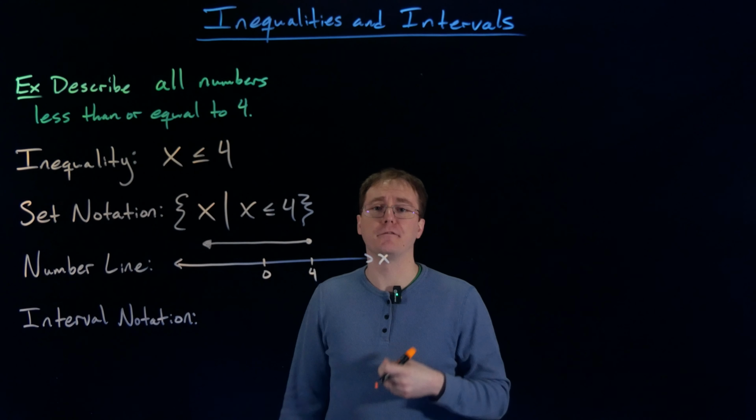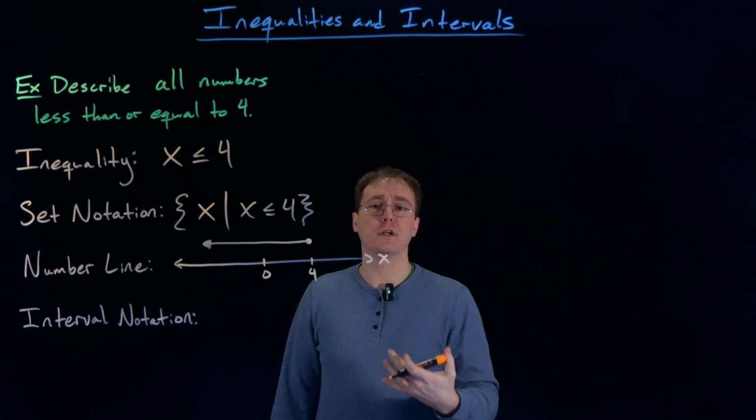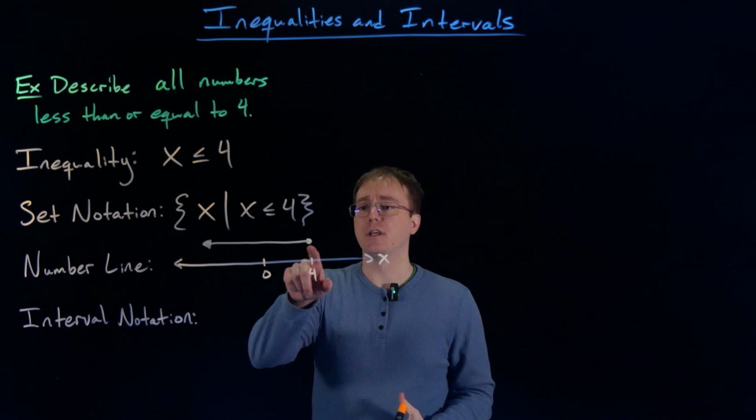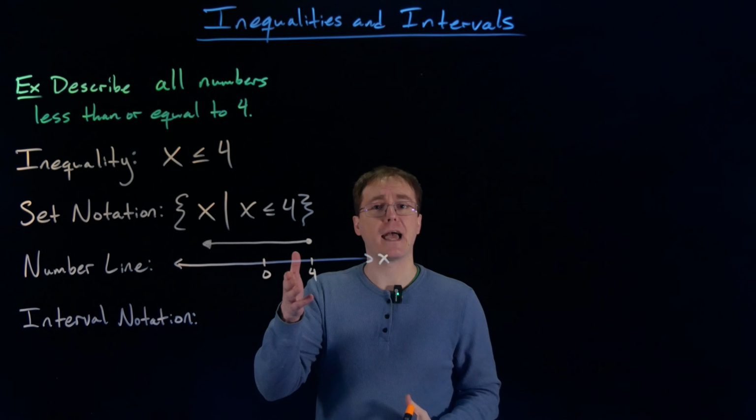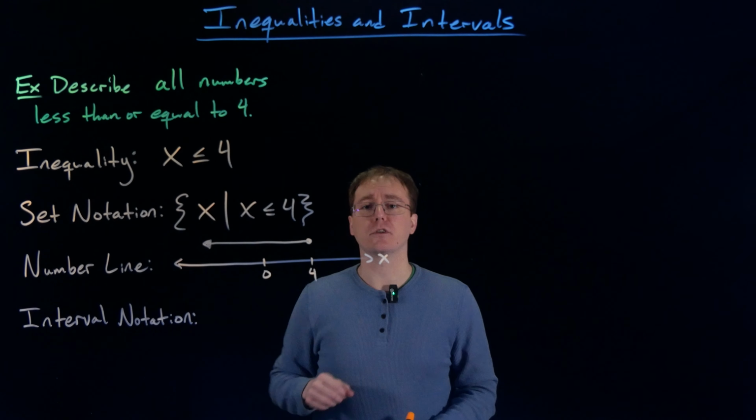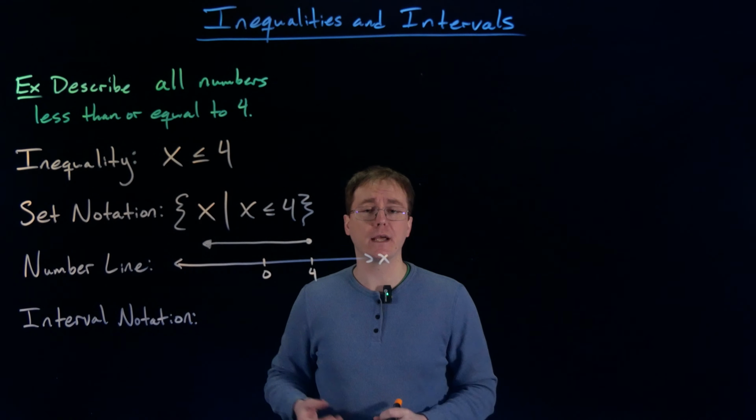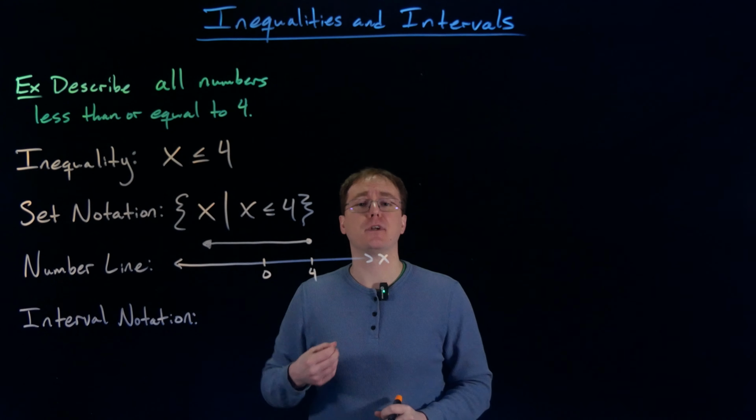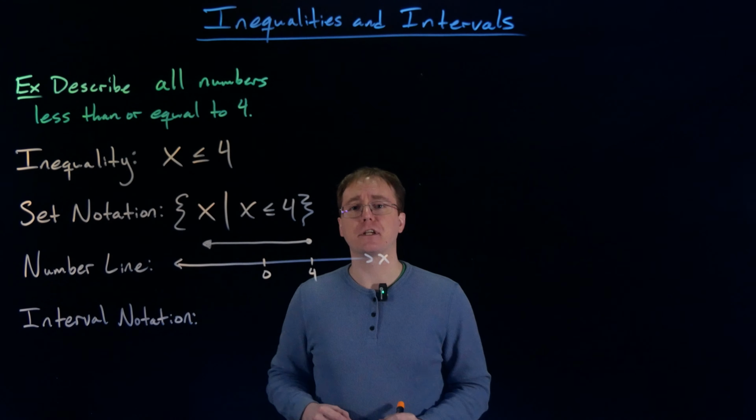An important note about visualizing these inequalities or intervals on the number line is that the endpoint of our interval, if we have one, is either going to be a closed circle or an open circle. Closed circles indicate that we include that endpoint, while open circles indicate that we do not include that endpoint. We can get as close as we want to that value.